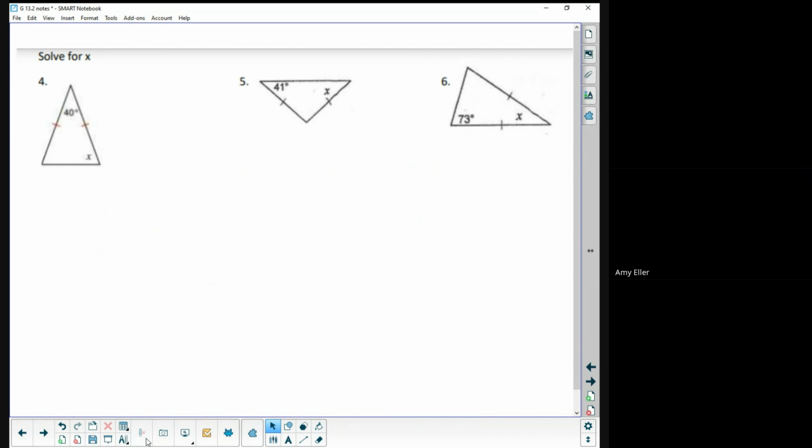So it's just 41. You don't really have to show it. In number 5, X is pointing to this angle. We'll go over them in a minute.